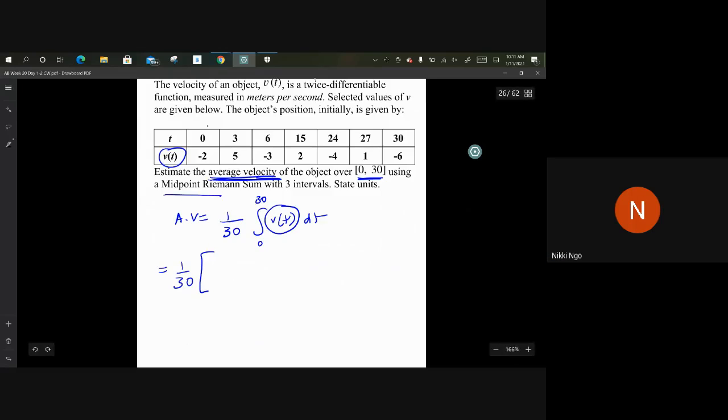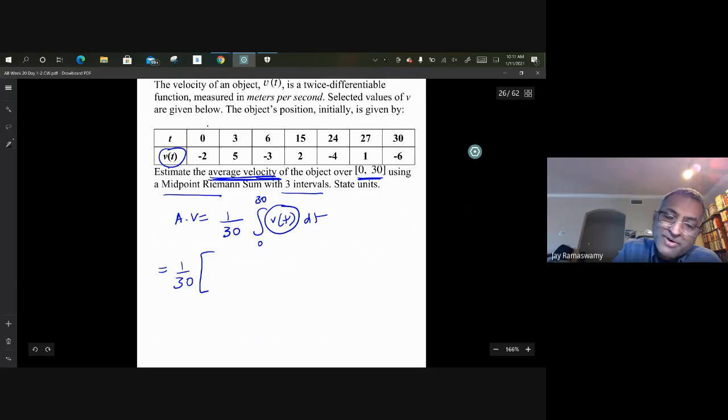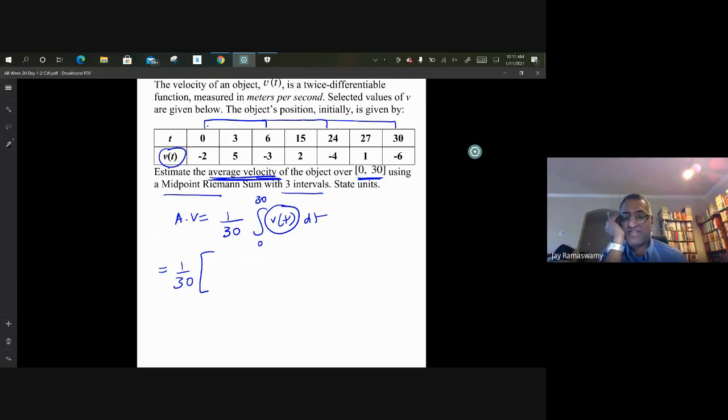Midpoint Riemann sum with 3 intervals. Everybody look at the board. Let me draw it for you. Look at the board and say, oh, I see what's going on. In your homework, do draw the table. So is that your first rectangle, second rectangle, and third rectangle? Because that's a midpoint Riemann sum.